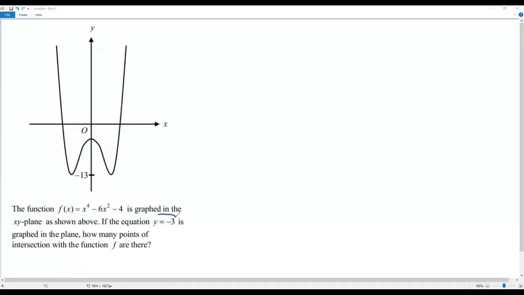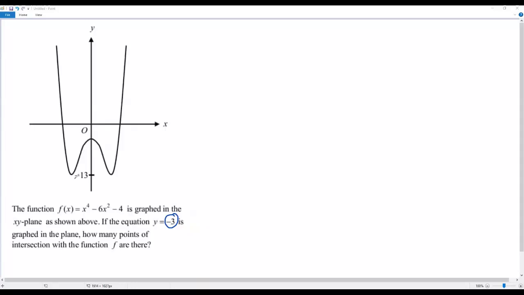Okay, here we have the graph for the function f of x, and if I sketch the graph for the equation y equals negative 3, I just want to find in how many points the graph of this equation will intersect with the graph of the function f of x. Actually, this is a linear equation, particularly the equation of a horizontal line. That is, if I sketch the graph of this equation, I have to draw a horizontal line through the value negative 3 on the y-axis. So first we have to see where we have this value negative 3 on the y-axis.